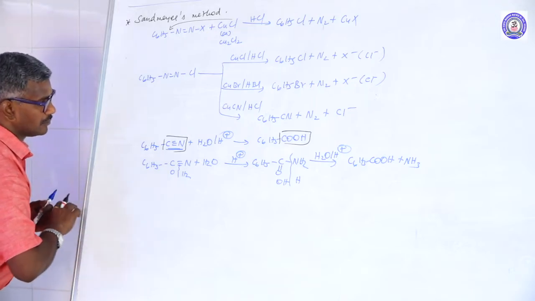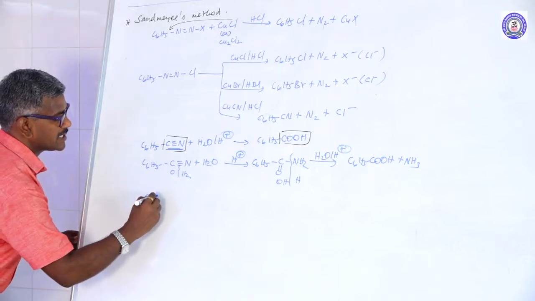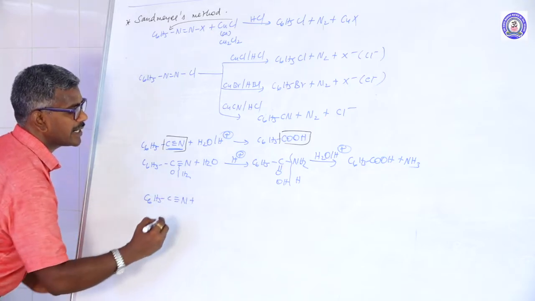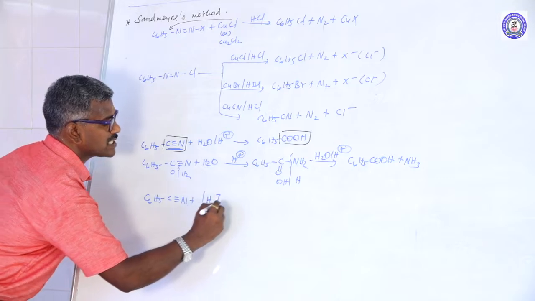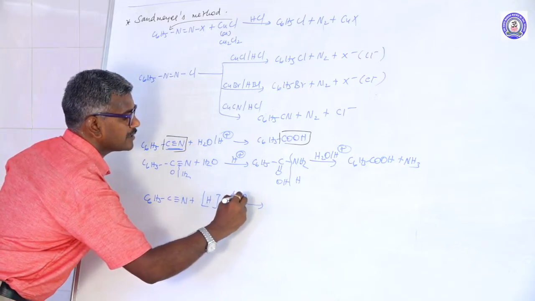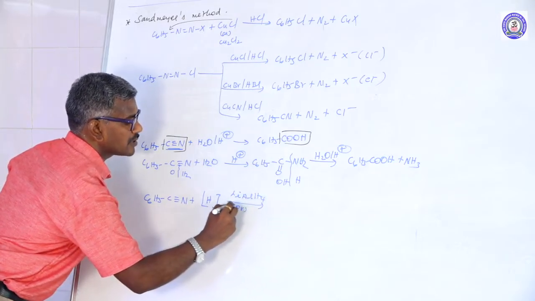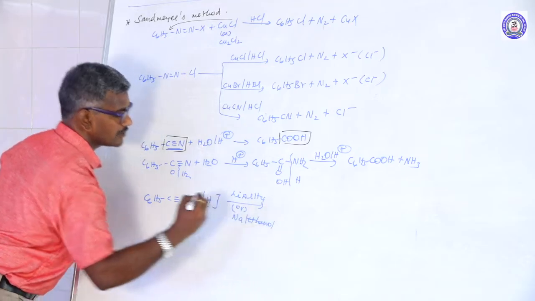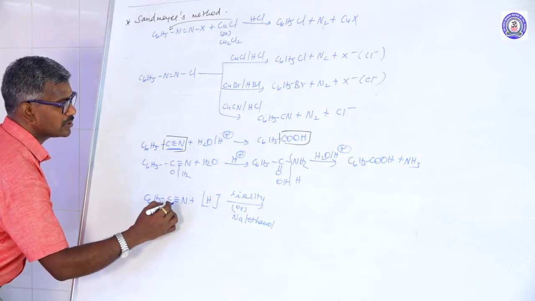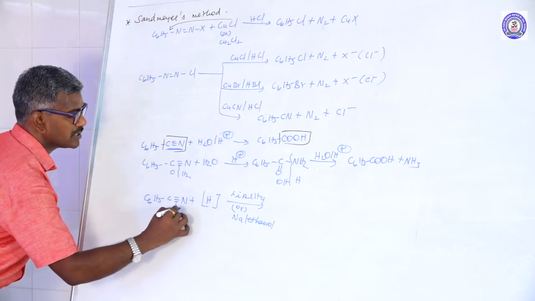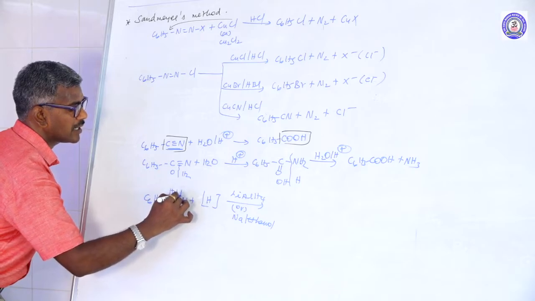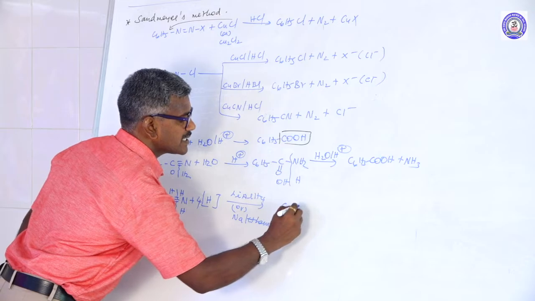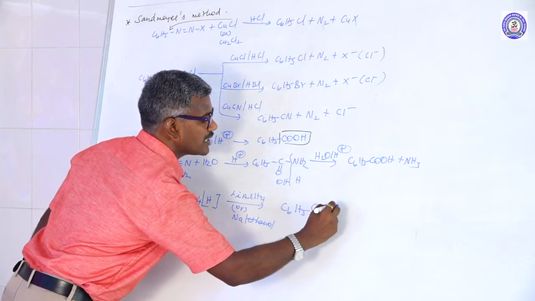Another one, C6H5C≡N reduction. Reduction means in the presence of H plus lithium aluminum hydride or sodium ethanol, the CN is converted into CH2NH2. Hydrogen, hydrogen, this bond breaks. Commonly we use 4 hydrogens. So C6H5CH2NH2.